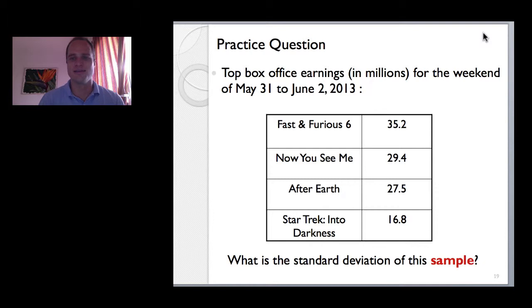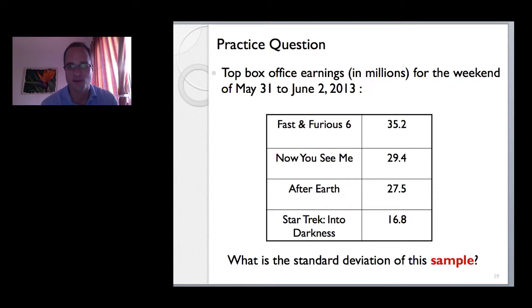To give us some practice with the standard deviation and the variance, I have the box office earnings in millions of dollars, rounded, for the weekend of May 31 to June 2nd in 2013. Fast and Furious 6. Wow, 6, huh? Amazing. $35.2 million in that weekend. Now You See Me, 29.4. After Earth, 27.5 million. Star Trek Into Darkness, 16.8. Nerdy movies is what we're dealing with here.